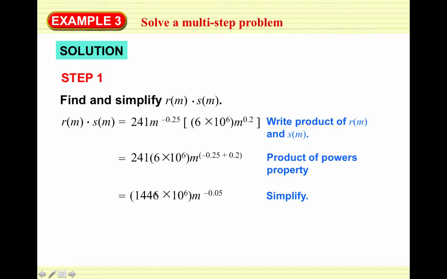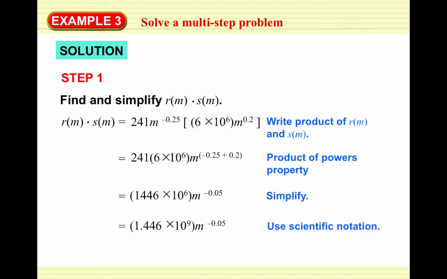We want to put this in scientific notation, which means we just have one value to the left of the decimal. So we're going to move this decimal over 3 places, so we need to increase the exponent by 3, and so we get 1.446 times 10 to the 9th, M to the negative 0.05.